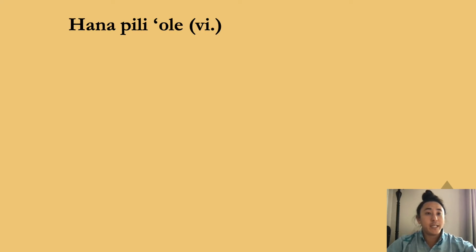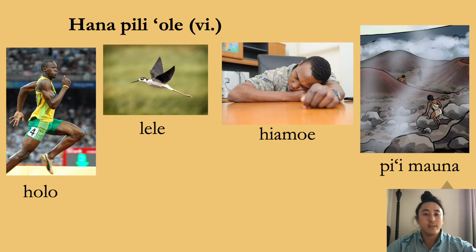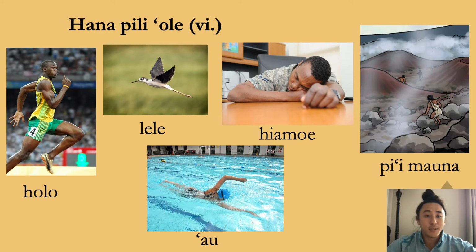So a little recap, hana pili ole. Those are the verbs that don't require anything to make the verb complete. So holo, lele, hia moe, pi'i mauna, au. Those are all verbs that you can do without having any other object dependent on the action. So you don't need anything to holo, you just run. Lele, can jump or fly, doesn't require anything else. Hia moe, you sleep. All of these are hanapili ole. If you need more of a clarification, look to the E Painu PowerPoint.